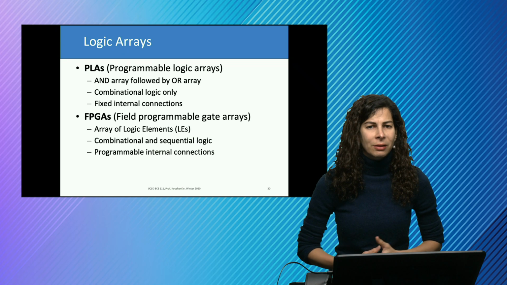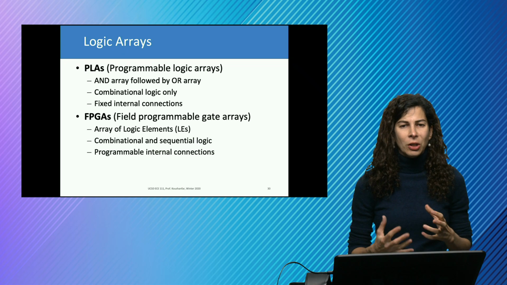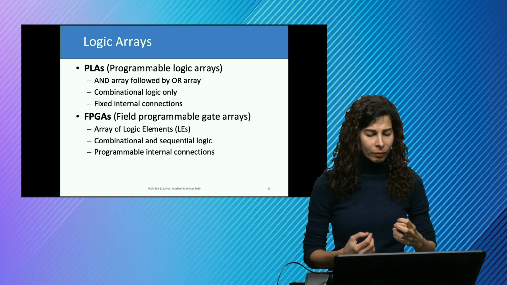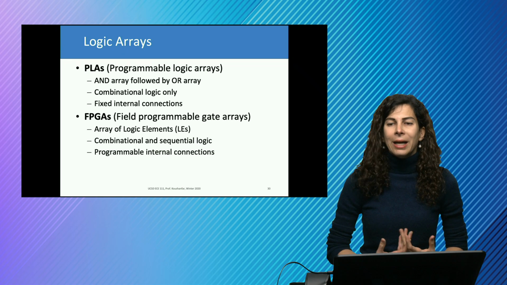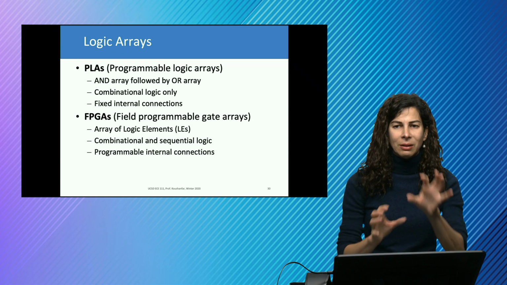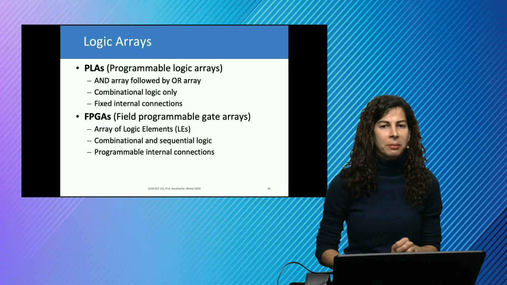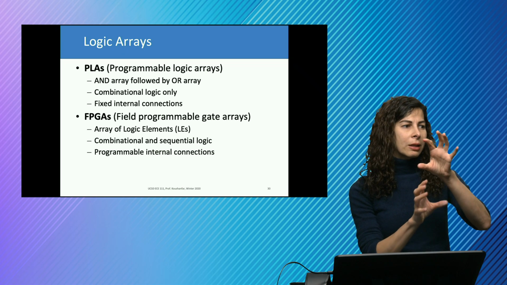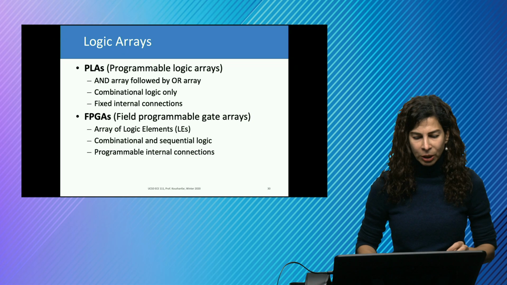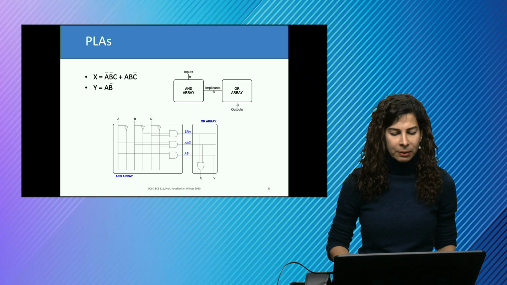Field programmable gate arrays are basically arrays of logic elements that can define both combinational and sequential logic, and the internal connections between the blocks are also programmable. So we could actually connect various parts of the chip with this programmability.